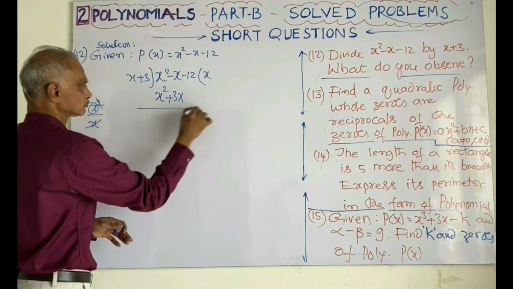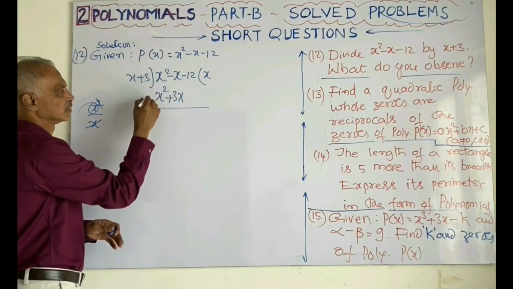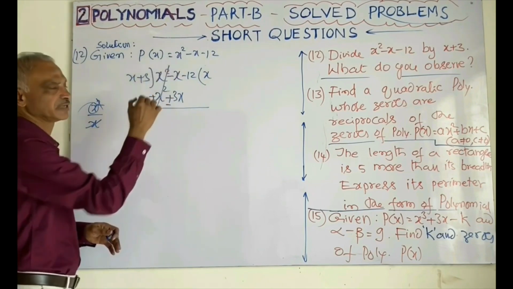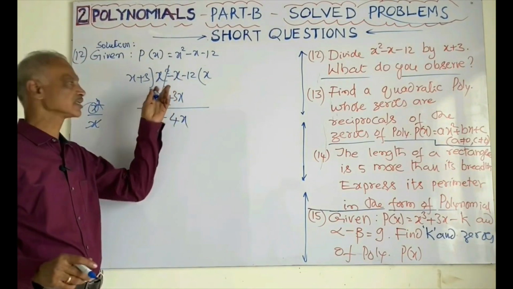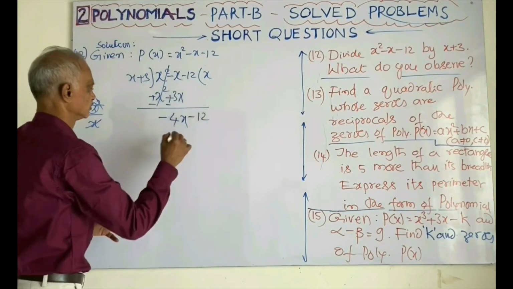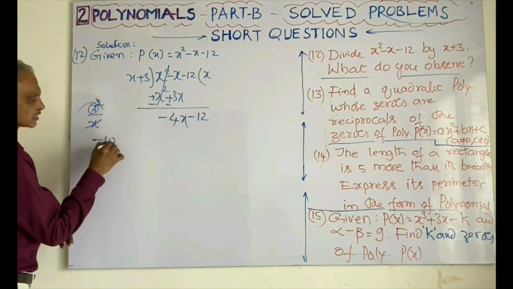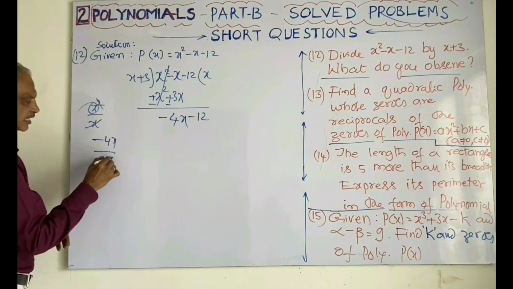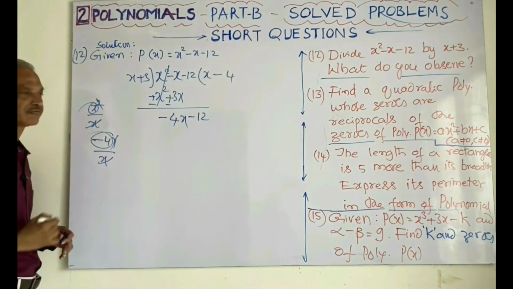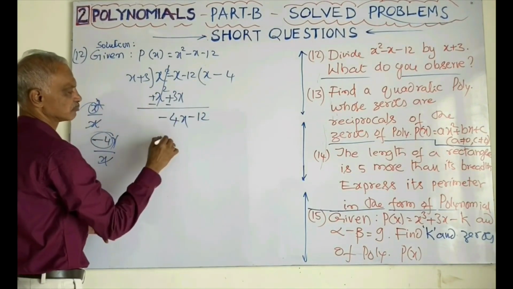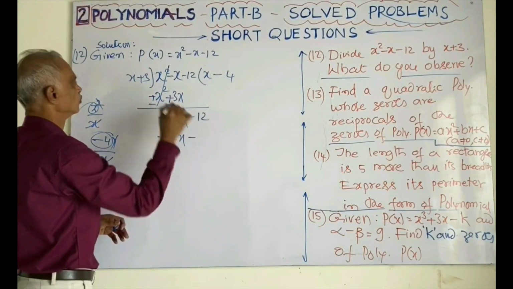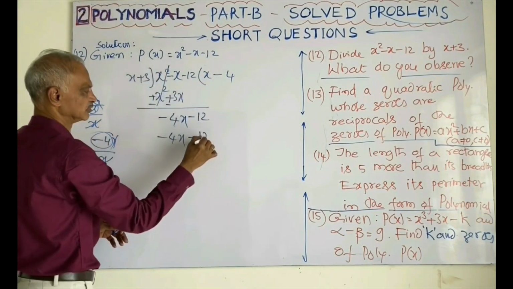Now subtracting this from this, plus becomes minus, plus becomes minus. x square minus x square cancel. Minus x minus 3x, minus 4x, minus 12. Now minus 4x by x, x cancel. You have to multiply with minus 4. Minus 4 into x, minus 4x. Minus 4 into 3, minus 12.